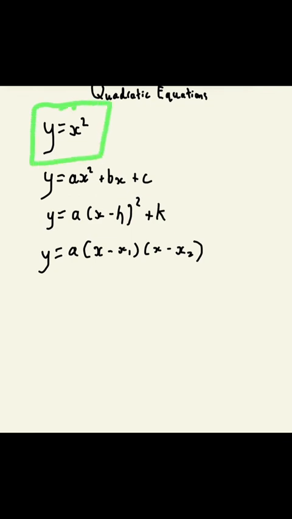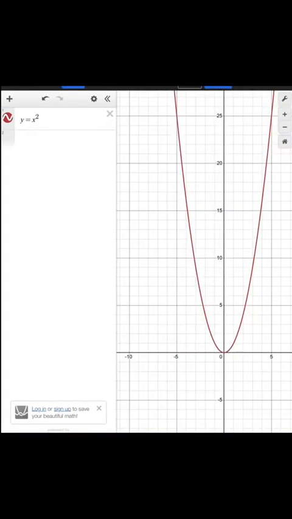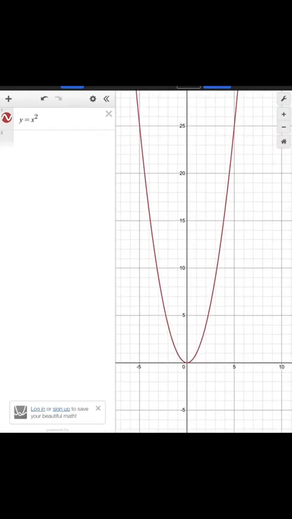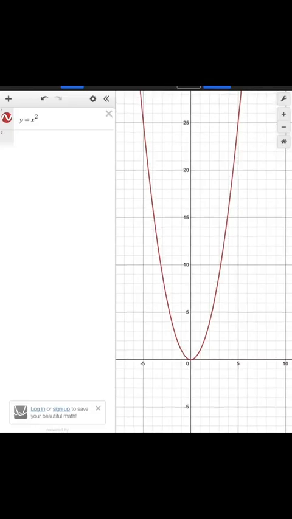It's sort of the simplest quadratic. So we can see that if we graph y equals x squared, we get this shape here. Now, this shape is called a parabola. Okay, so this sort of looks like a V kind of shape at the moment.